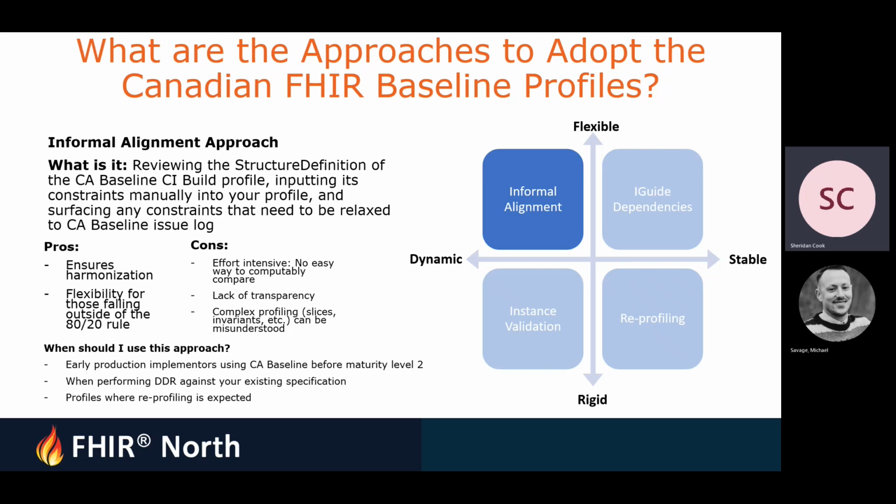Those are going to be cases where you might not want to reprofile directly from the CA baseline, even if it is very stable, and we would recommend informal alignment in those particular cases.